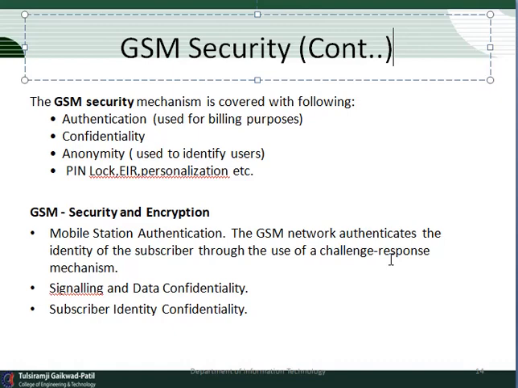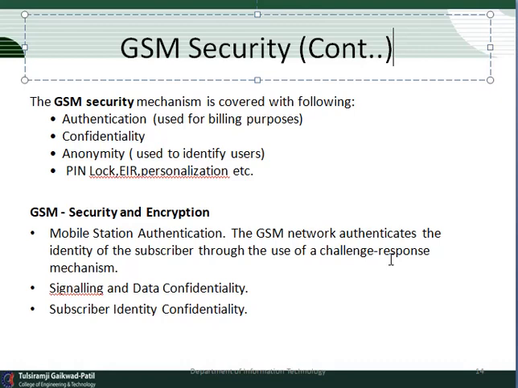After that, subscriber identity. What is subscriber identity confidentiality? For example, when you use a SIM card, that is a subscriber identity module, the SIM card is your identity, showing that this number belongs to that particular person. For example, if we receive a call from an unknown number, we check it on Truecaller. What services does Truecaller provide us? Truecaller provides us the true name of the particular user.